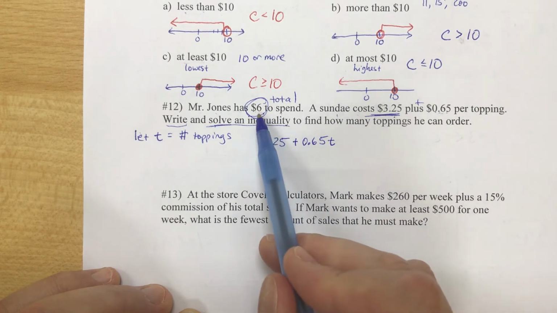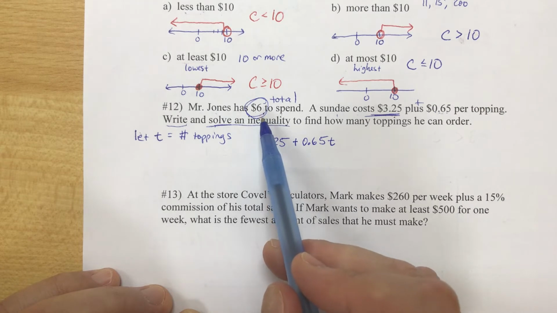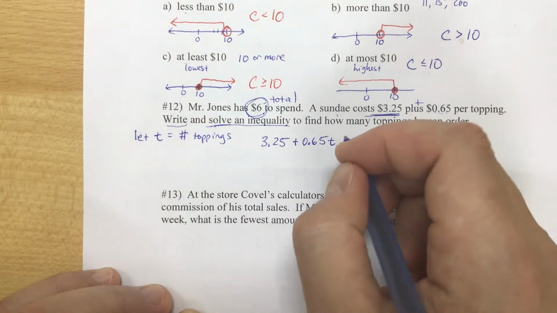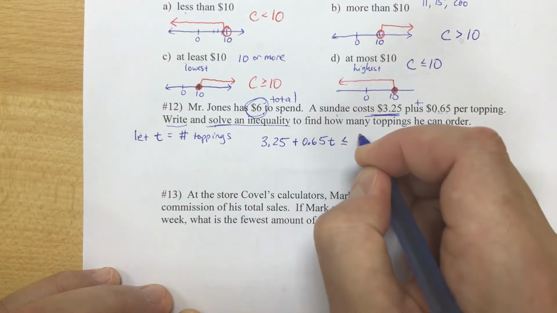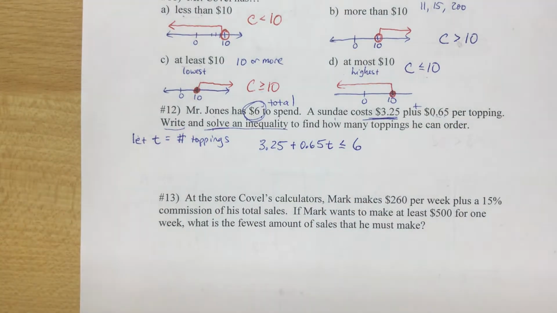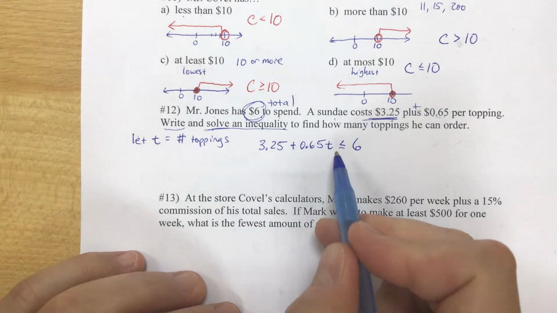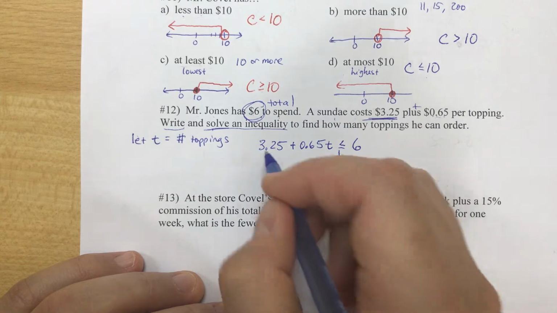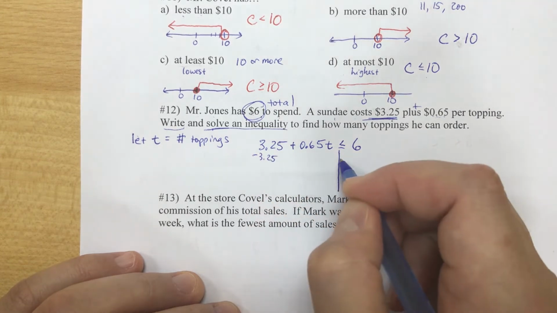Now, he can spend, at the most, $6. At the most is actually less than or equal to, because that $6 is the highest that it can go. So we're going to write that as less than or equal to 6. And now we can go to work and solve it. So we'll go minus 3.25.